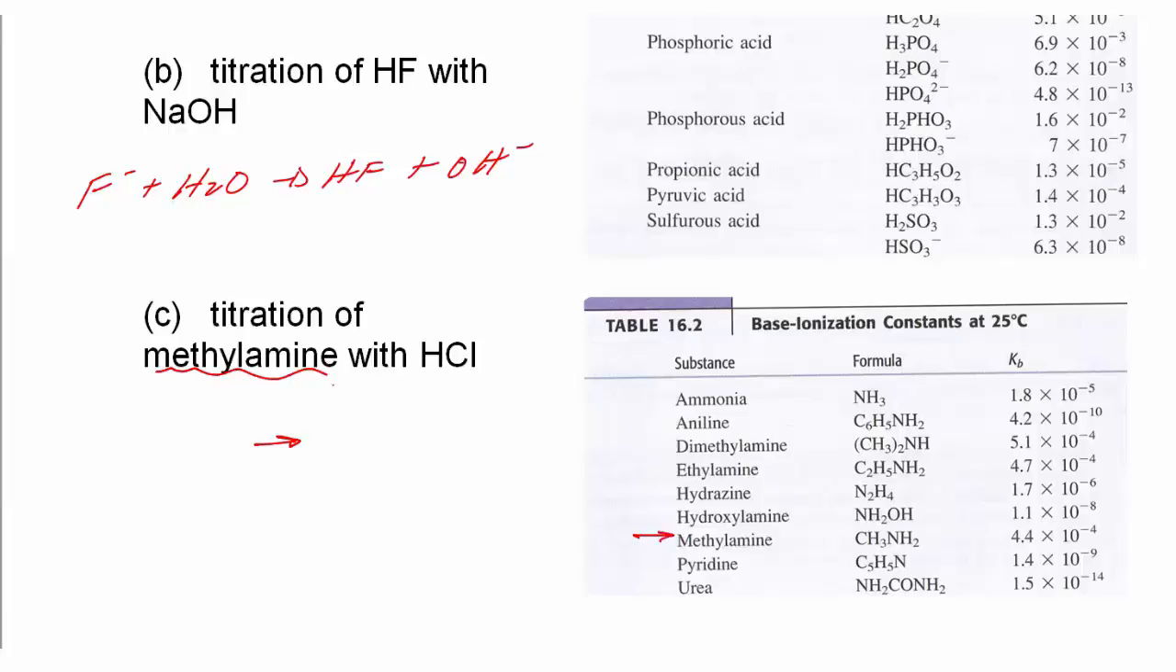And where do you look? Well, you're titrating with an acid, so that means this must be a base. So look in the base ionization table. Here's methylamine. So to make its conjugate acid, just throw an H out front. Okay. Ka reaction for the conjugate acid of methylamine.